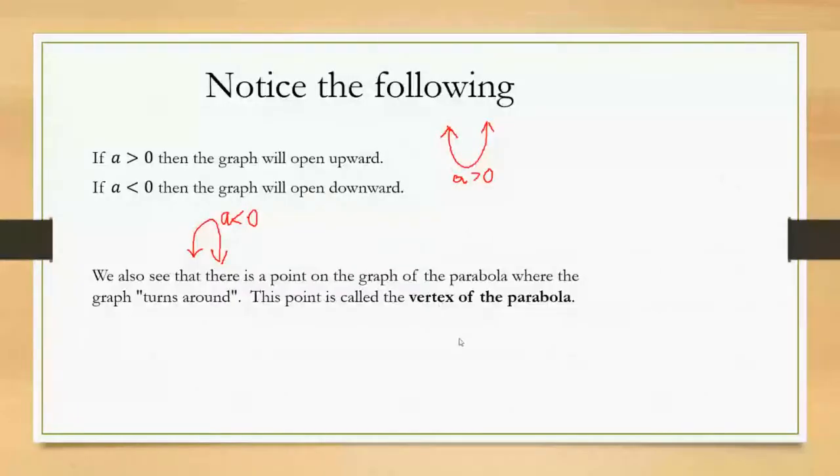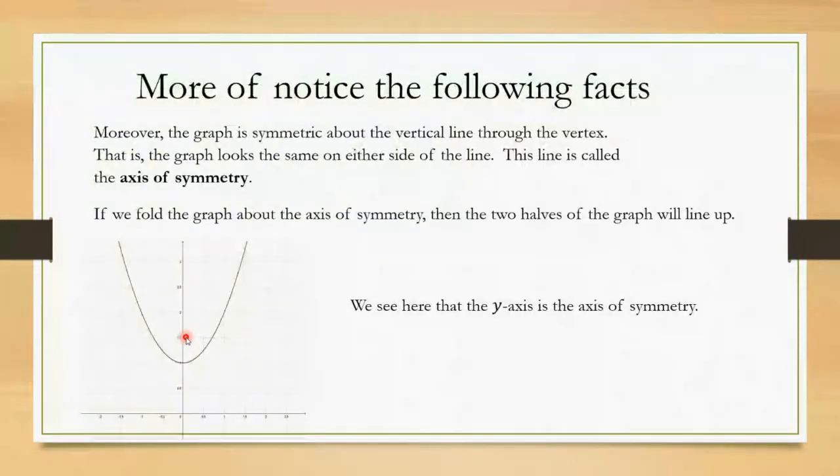Now you might be thinking, wait a minute, how do we get the vertex though? Well, you actually can get it. There's formulas for it. We'll get to that shortly. But there's something else I want to show also. There's something called the axis of symmetry. It's a vertical line that goes through the vertex.